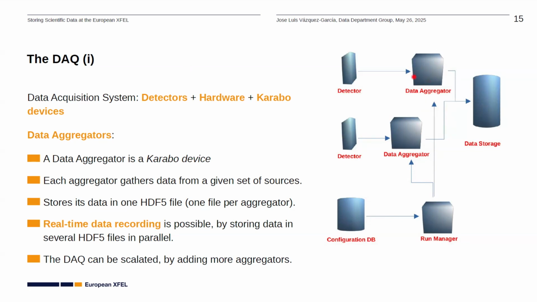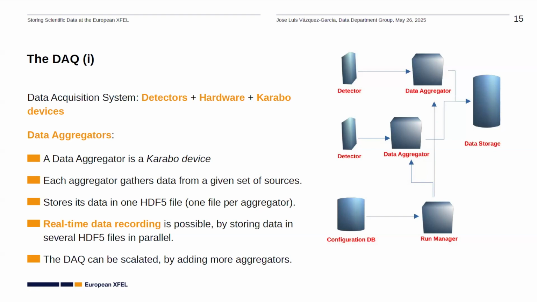The key component here is the data aggregator. The data aggregator is a device that listens to one or many sources of data, gathers all the data, packs it, and the output is an HDF file. It says detectors here, but you remember I spoke about how the detector is made up of modules. Usually you have a one-to-one correspondence between one detector module and one data aggregator. So in the case of the detector, you have 16 data aggregators gathering data from the detector and writing the data in parallel in different HDF files.